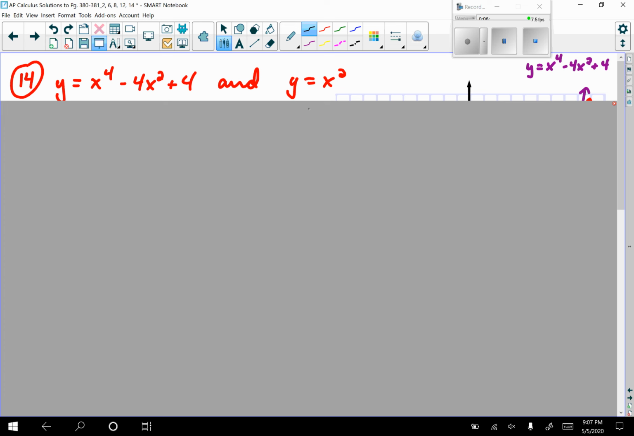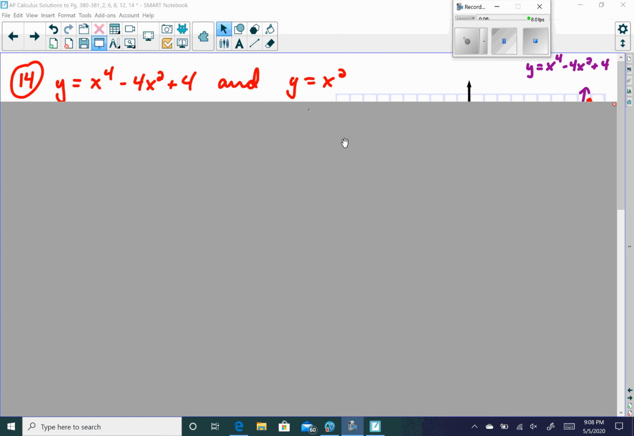I can get my screen to come down. All right, it's working now.